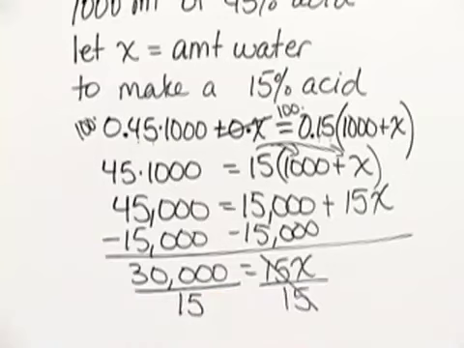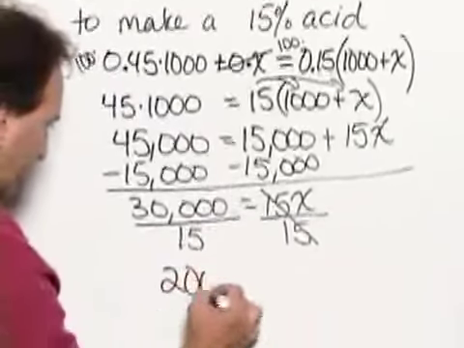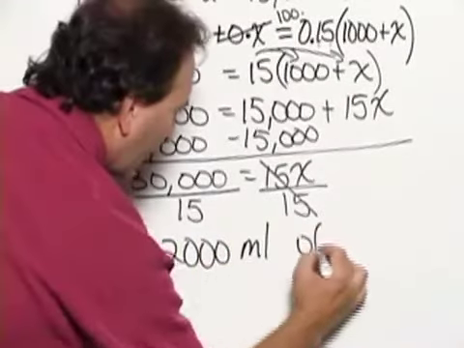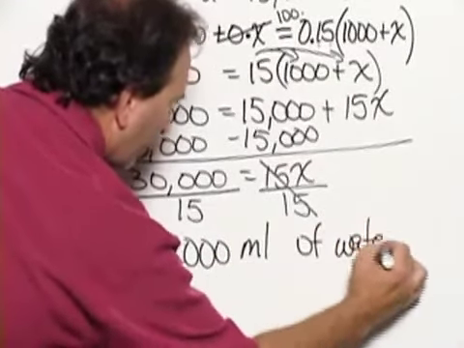And that gives us a result of 30,000 divided by 15 is 2,000, and that would be milliliters of water.